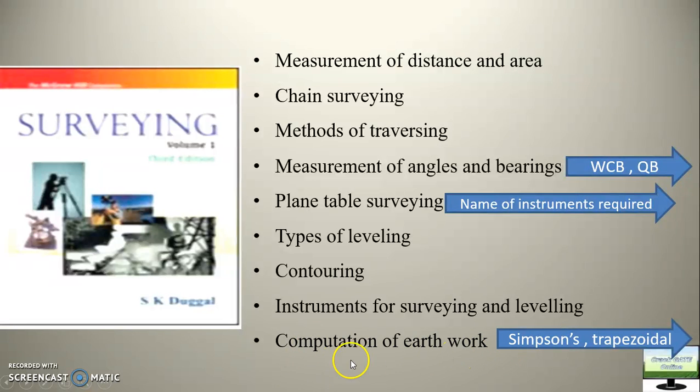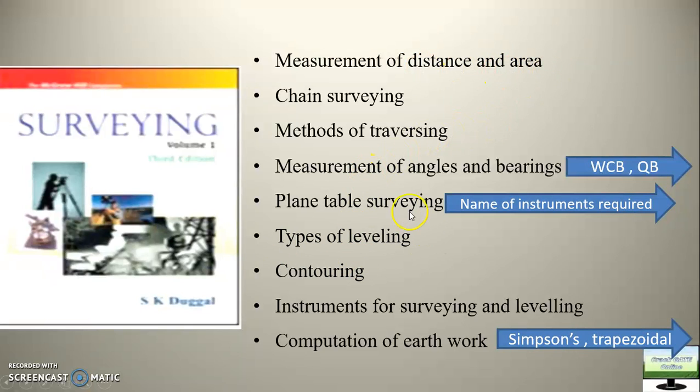In computation of earthwork, this is important from both the surveying point of view and your irrigation or soil and water conservation point of view. Here Simpson's formula, trapezoidal formula, how you will calculate the area, volume. These are important because in 2 marks they quite frequently ask this question. Other than this, chain surveying, if your chain is short, if your chain is long, then what is the error coming? This type of question they ask in length as well as in area.